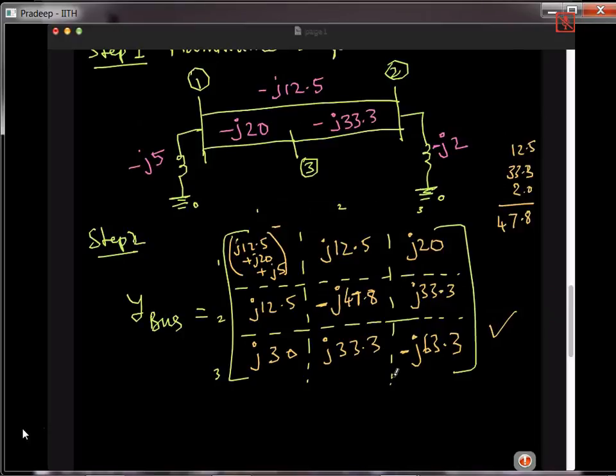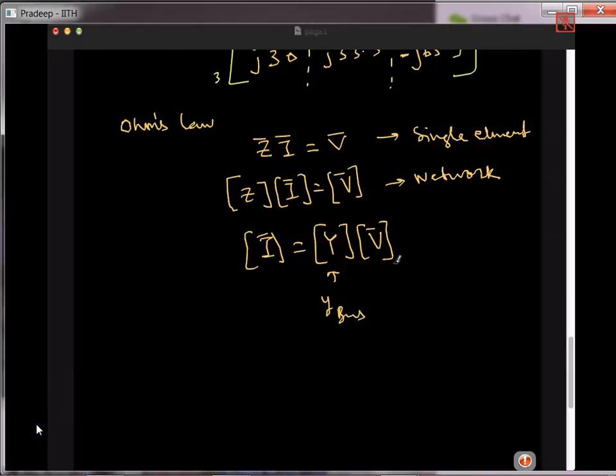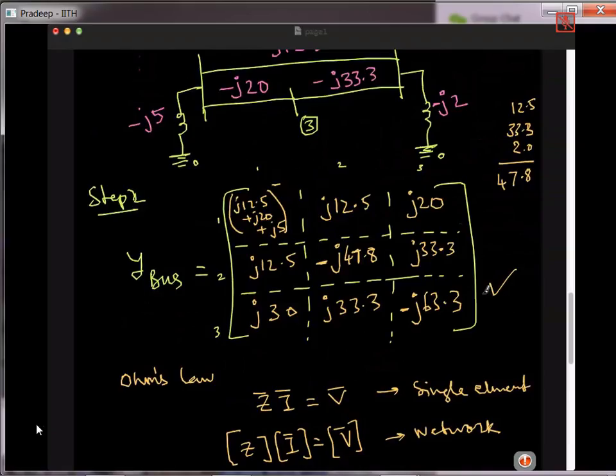So finally, what will happen to this Y bus? So, you know what Ohm's law is. This will be n rows, one column. This will be n rows, n columns. This will be n rows, one column. So these two, I and V, are column matrices and Y is this one. So I hope you got this correct.